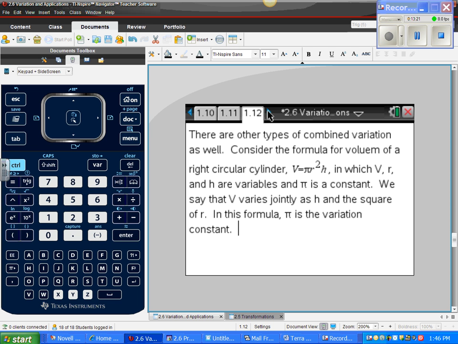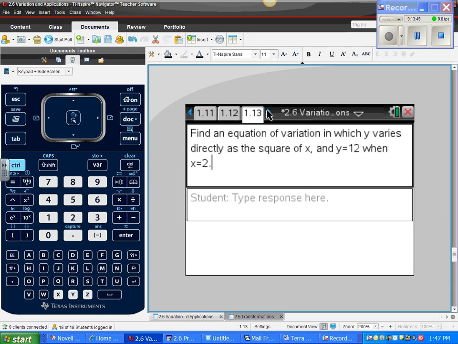All right, so there are other types of combined variations as well. For example, if we have a formula for volume of a right circular cylinder, volume equals pi r squared h, in which v, r, and h are variables and pi is your constant. We said that v varies jointly as h and the square of r in this formula. Pi is the variation constant. Okay, so there are other ways to look at this as well.